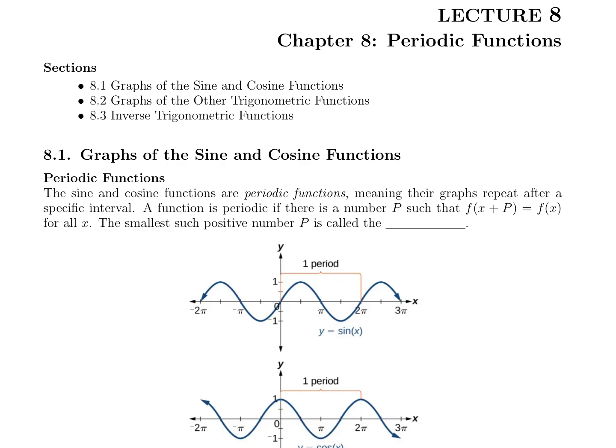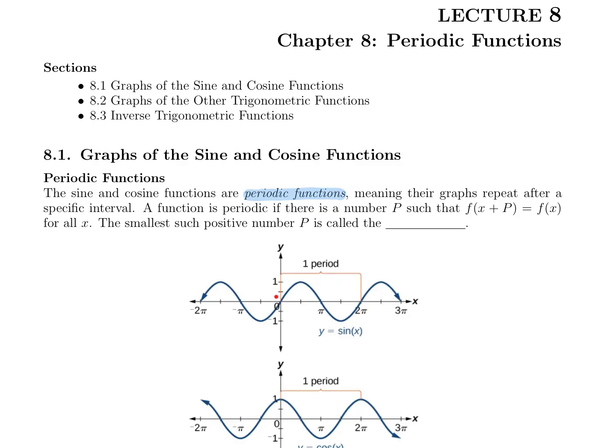Hello everyone. Today we're going to be looking at 8.1, graphs of sine and cosine functions. The sine and cosine functions are called periodic functions, which means that their graphs are going to repeat after a specific interval. If you look at the graph below, if you pick this point as your starting point, it will go up to 1, back to 0, down to -1, and then back to 0. And that completes one full period.